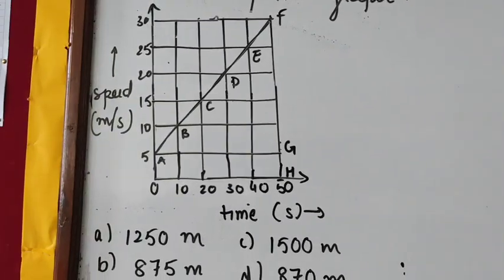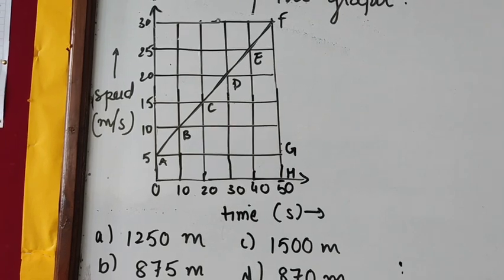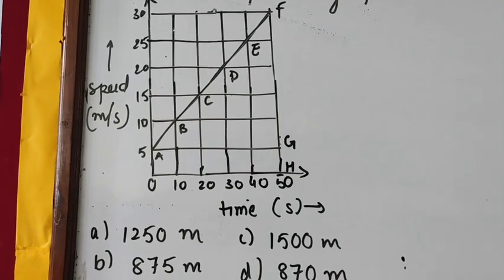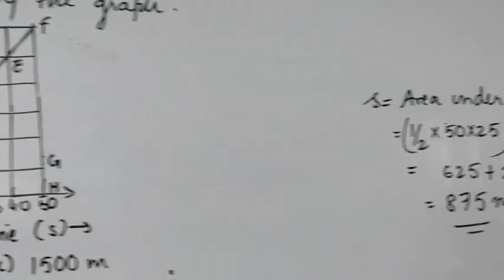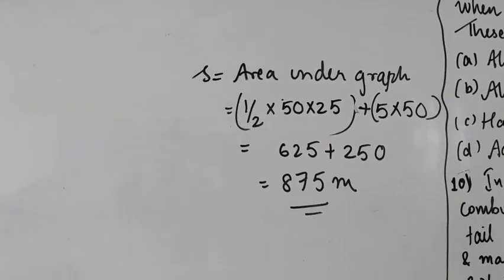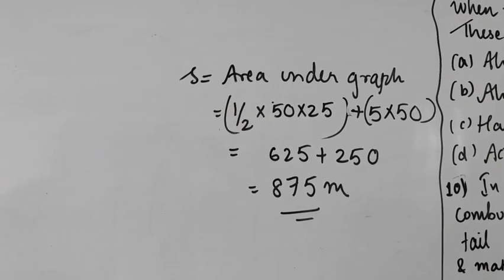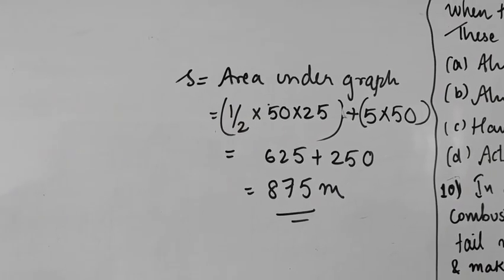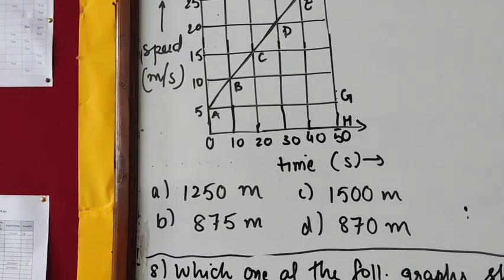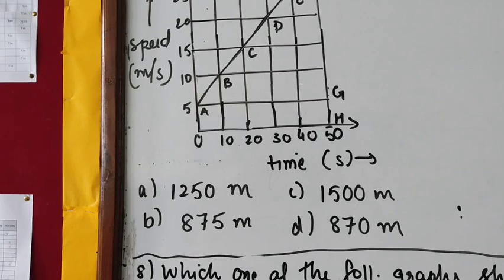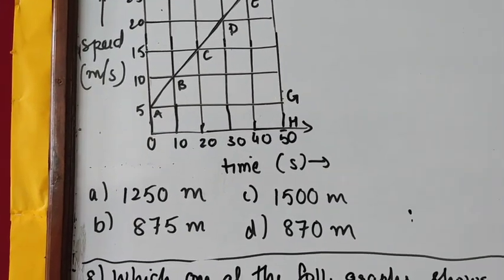What is 5 into 50 here? Area of rectangle OAGH, OA into OH. So 5 into 50 gives us the area of this rectangle. When we do the calculation, we get the answer equal to 875 meter. So the area under the graph, which is equal to the distance covered, is 875 meter. Out of the 4 options given here, we will choose option B, which is 875 meter. This is the correct answer.